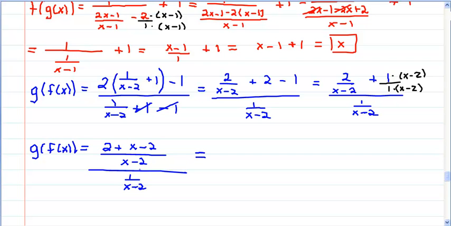Whenever the denominators are the same in a complex fraction, you can cancel them. So I just have 2 plus x minus 2 over 1. The 2's cancel, and I'm left with x over 1, which is just x. So since both f of g of x and g of f of x both equal x, that's how we verify that two functions are inverses.